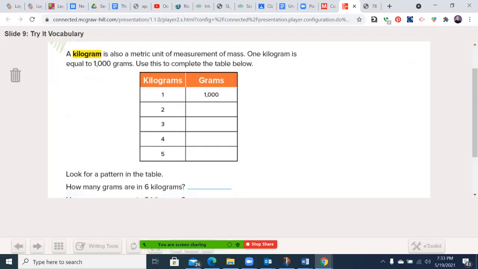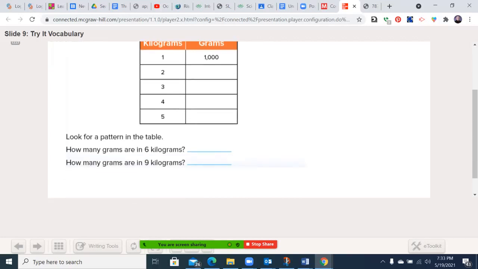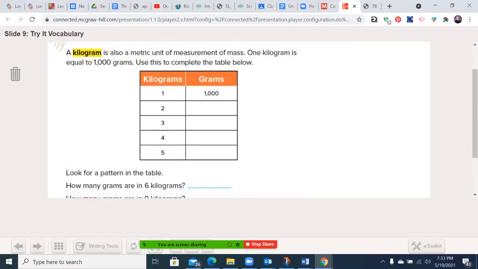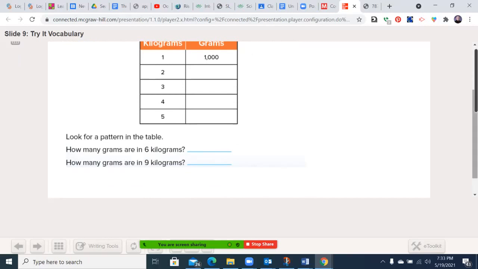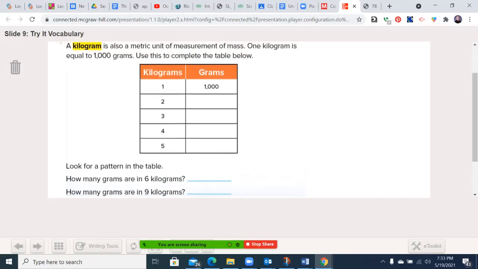And now, on the top of 866, we have another yellow word. A kilogram is also a metric unit of measurement of mass. 1 kilogram is equal to 1,000 grams. And if you're paying close attention, you may have noticed that the answer to this is on the homework page already.